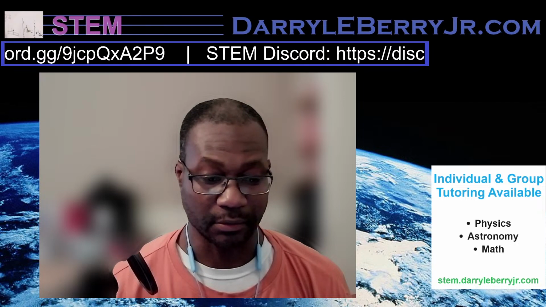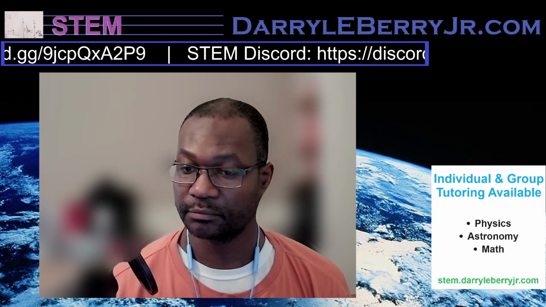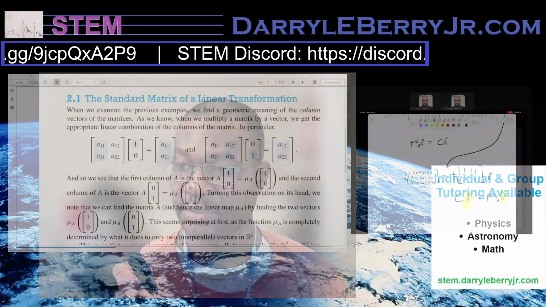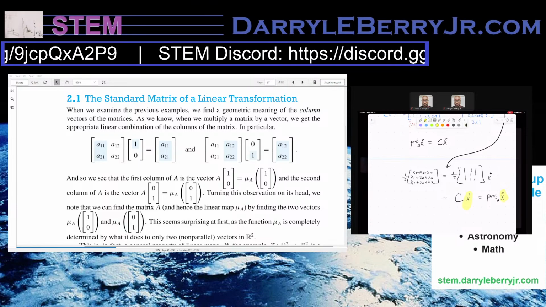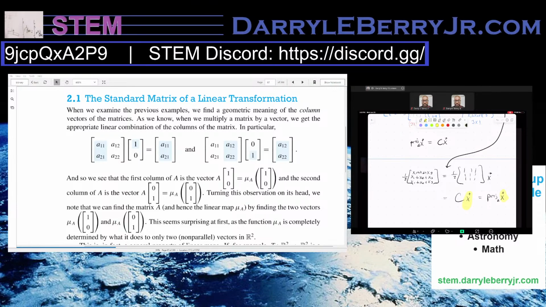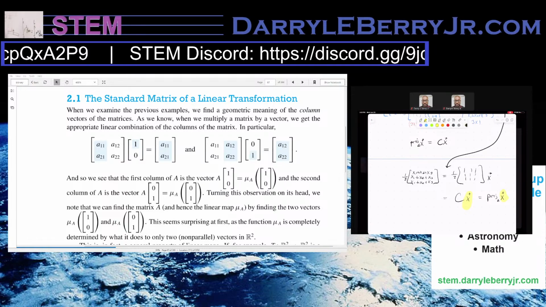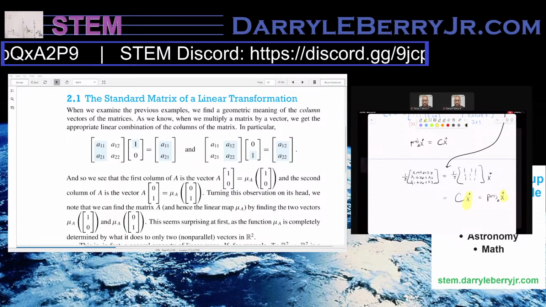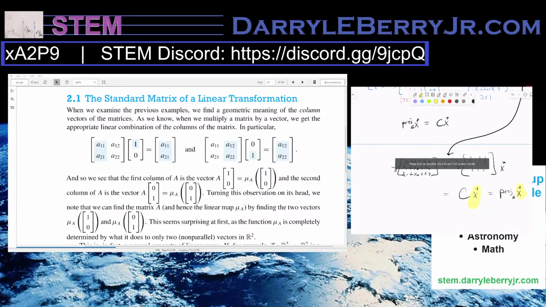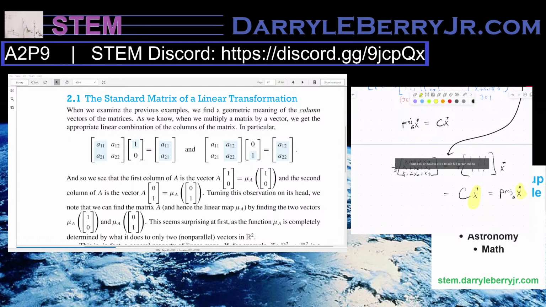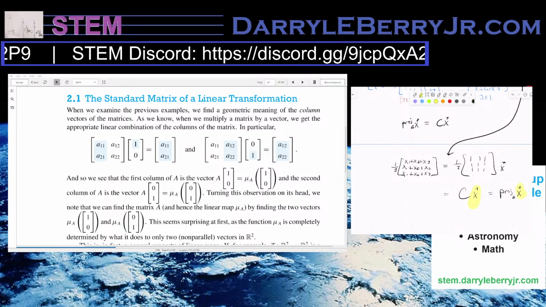So right now, we're here with the standard matrix of a linear transformation. I know this is going to be something that's important, so we may spend some extra time on this and make sure that we get this worked out. It says the standard matrix of a linear transformation.